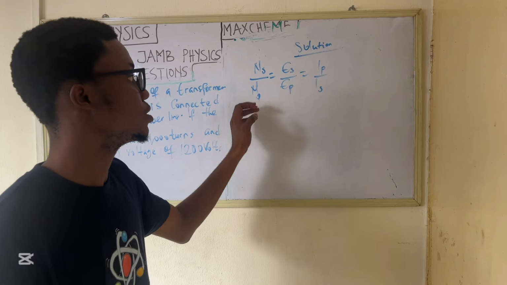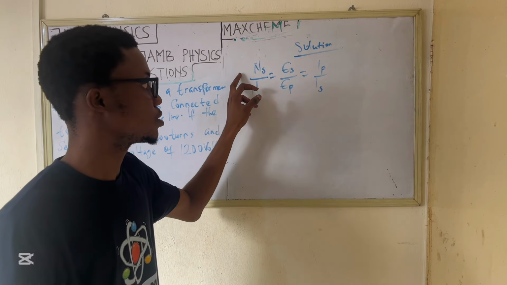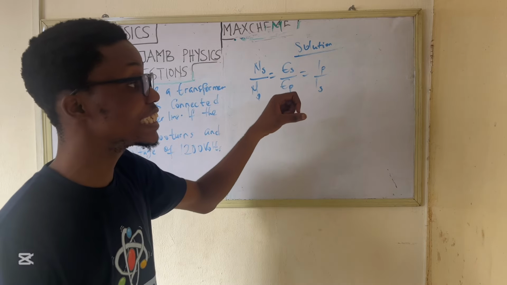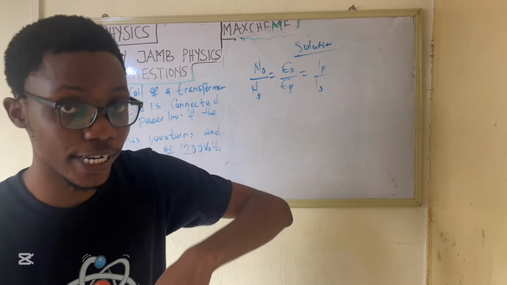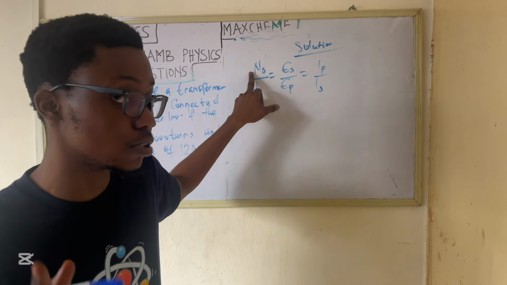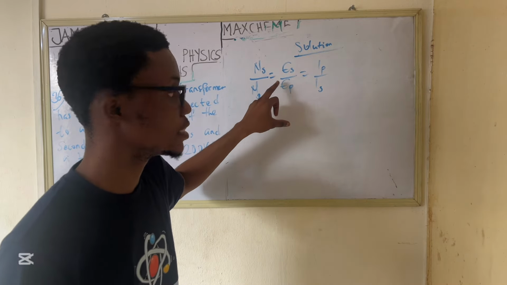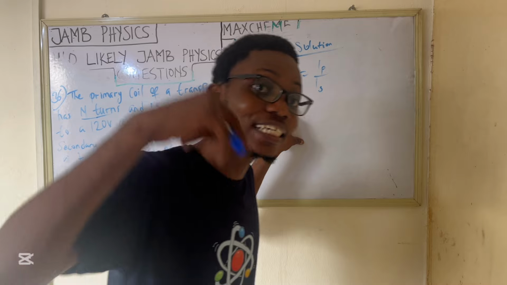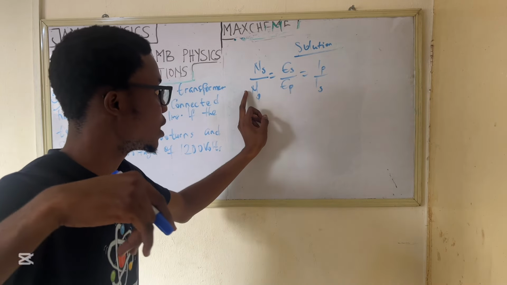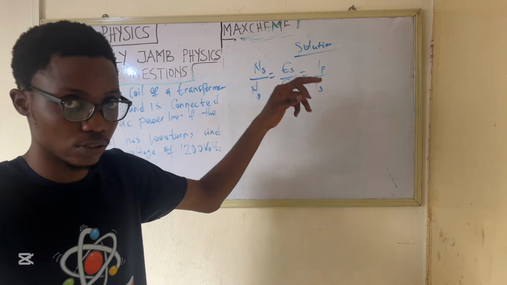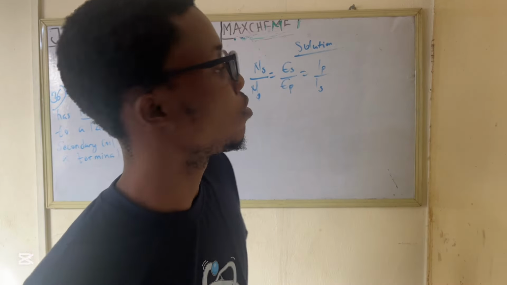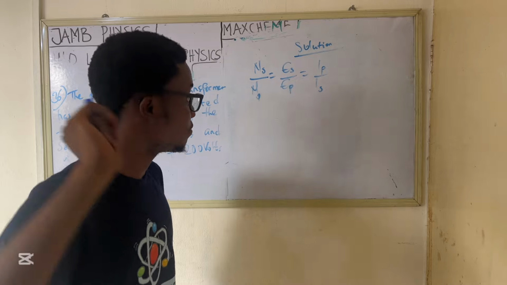So definitely, if there is an increase in number of turns, there will be an increase in electromotive force and a decrease in current. If there is a decrease in number of turns, there will be a decrease in electromotive force and an increase in current. So you have to know that fact.